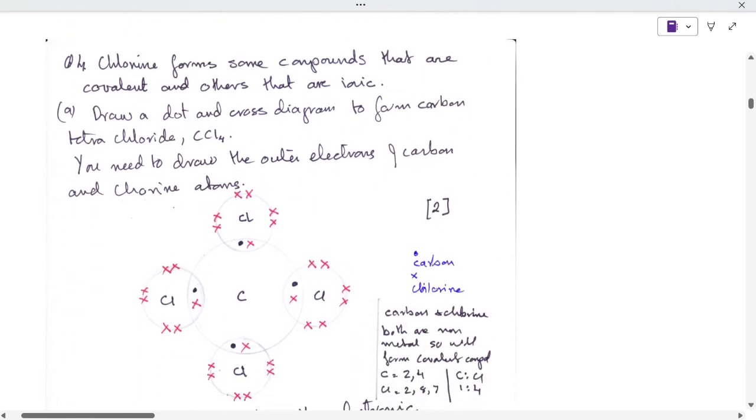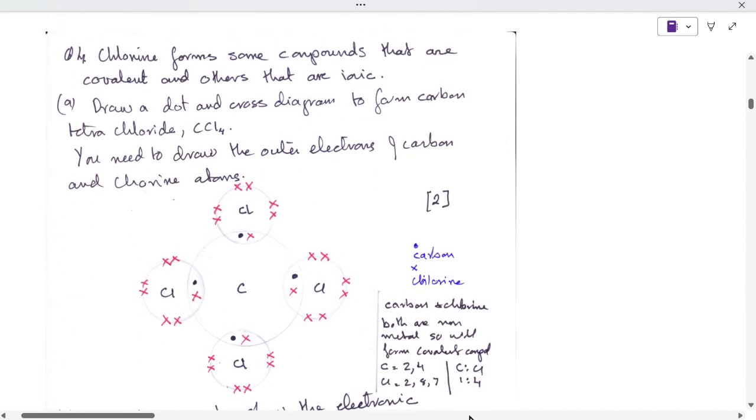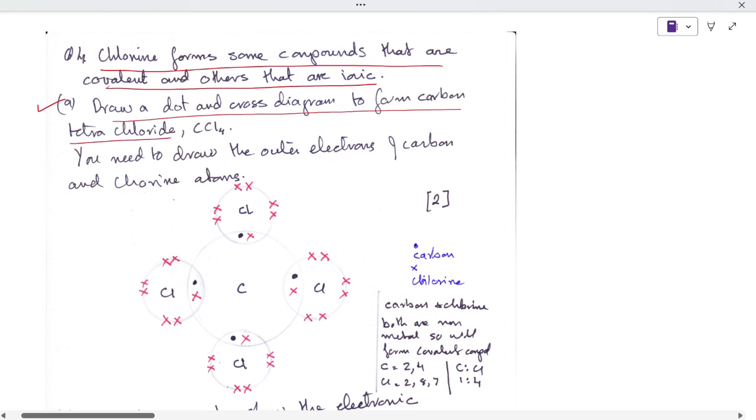Now I come to question number 4. Chlorine forms some compounds that are covalent and others that are ionic. This is just information given. Now the A part, draw a dot and cross diagram to form carbon tetrachloride. Tetra means 4. You need to draw the outer electrons of carbon and chlorine atoms.